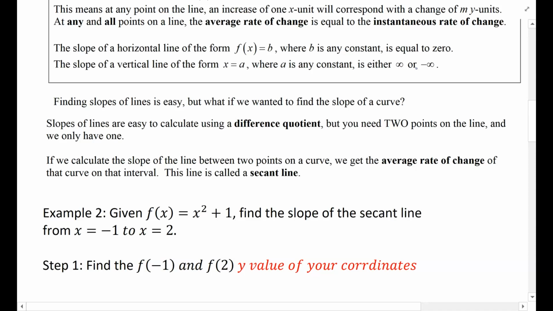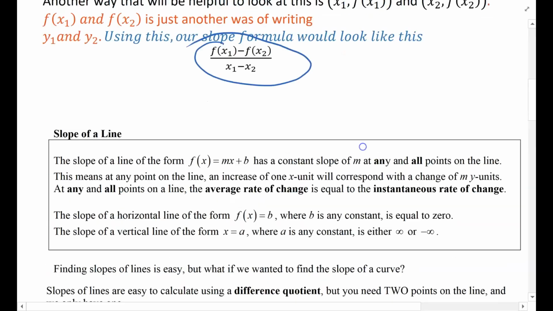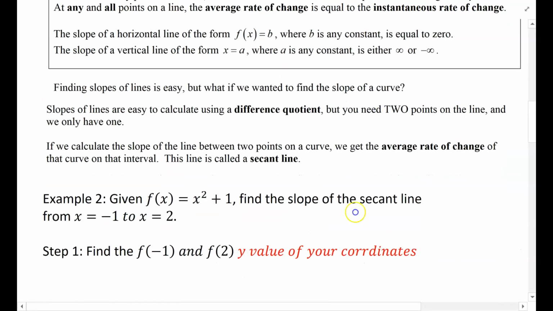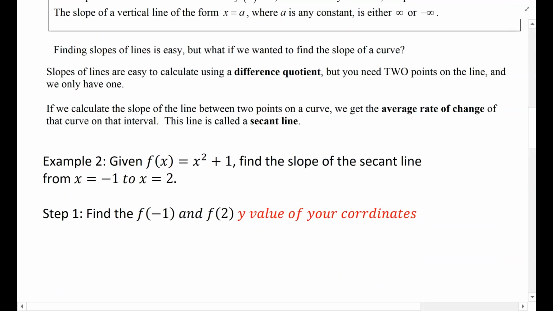And so slopes of lines are easy to calculate using the difference quotient. Okay, it's these two formulas right here. You're finding the difference of 2 points, two numbers, and then you're doing a division problem. So, difference quotient. All right, so don't let that be confusing. But you need 2 points on a line, okay? And we would only have one with a secant line. So if we calculate the slope of a line between 2 points on a curve, we get the average rate of change on that curve for the interval, and the line is called a secant line.